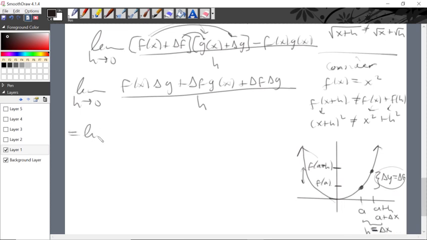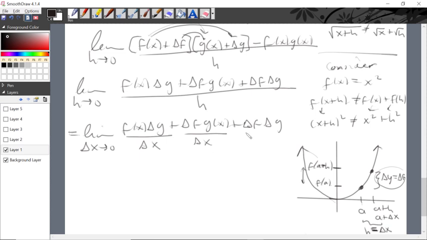And this is exactly the same as saying this. The limit as delta x goes to 0 of the same expression: f of x delta g plus delta f g of x plus delta f delta g. And now, since delta x or h is a common denominator, I'm going to put that as the denominator of each one of these terms. So we have a delta x for that term, a delta x for this term, and a delta x for this term. And we are running the limit as delta x approaches 0 of these three terms.